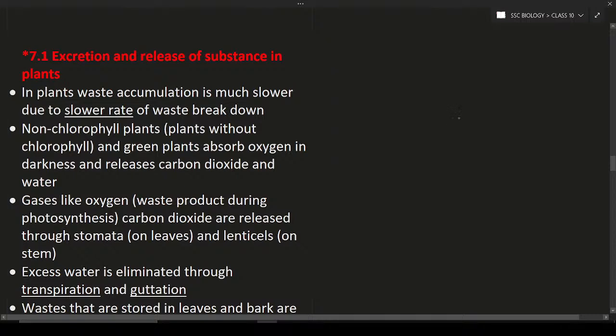Hello students, welcome to the new lecture, and in this lecture we are going to discuss excretion and release of substances in plants. In the last lecture we discussed different topics. This is a new topic in this chapter, and with this topic we are going to end the chapter today.